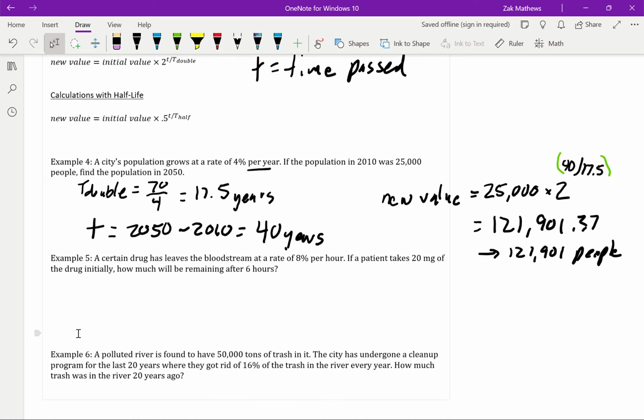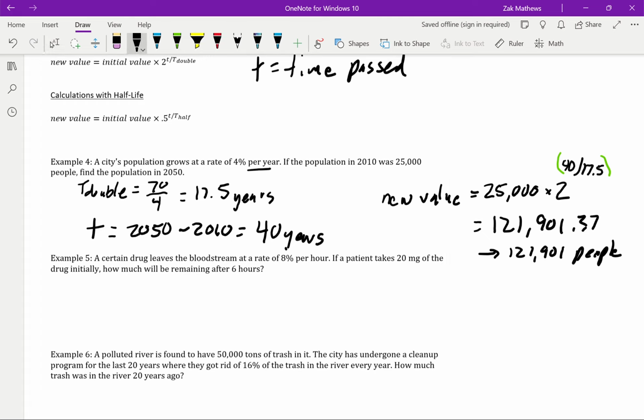Let's look at another example. A certain drug leaves the bloodstream, apologies for that typo, at a rate of 8% per hour. If a patient takes 20 milligrams of the drug initially, how much will be remaining after 6 hours? So let's start by calculating that T double or T half.